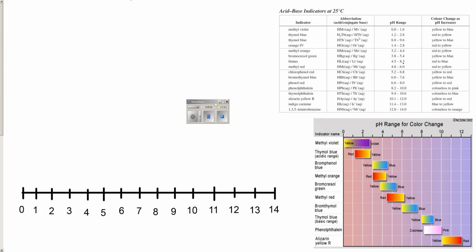Alright, we're going to take another crack at the indicators video. I think this one's going to be a little bit better. Got a little bit more information on the screen for you.